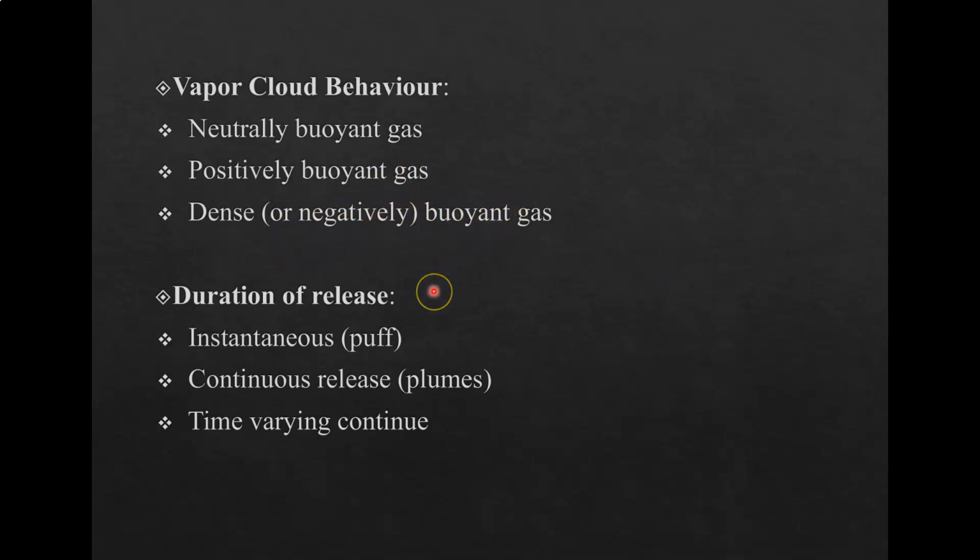Then there are parameters that are involved in our gas dispersion, which are related to the duration of gas release. The duration of gas release is either instantaneous, which we call a puff, or continuous release, which we call a plume, and also time varying continuous.